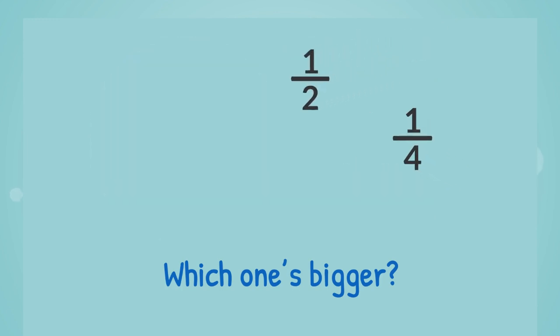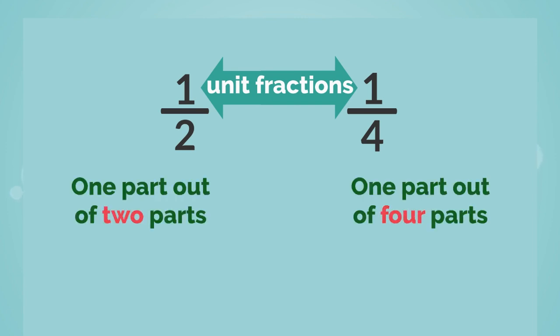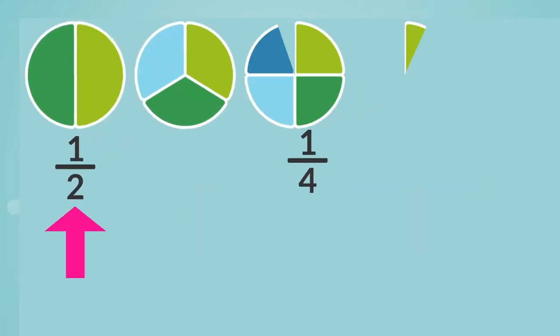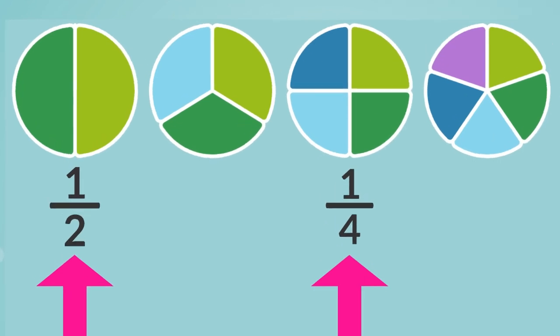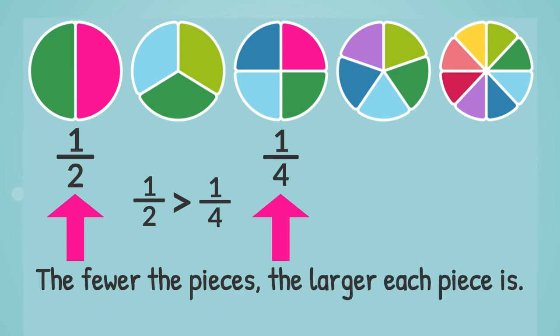Both of these fractions are unit fractions, a fraction with a numerator of 1, meaning one part of the whole. As the denominator increases and the pizza is cut into more slices, each slice gets smaller. So, 1 part out of 2, or 1/2, is greater than 1 part out of 4, or 1/4. The fewer the pieces, the larger each piece is.